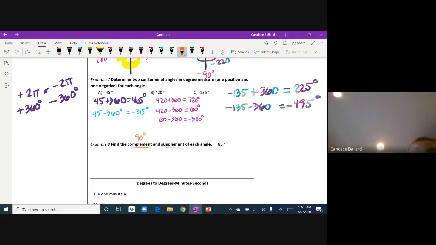For the complement I have to add to 90, and then add to 180 for the supplement. So basically for my complement, I'm going to do 90 minus 85. And again, they really should be positive. So that's going to be 5 degrees. And then for my supplement, I've got 180 minus 85. Double checking, 95 degrees.